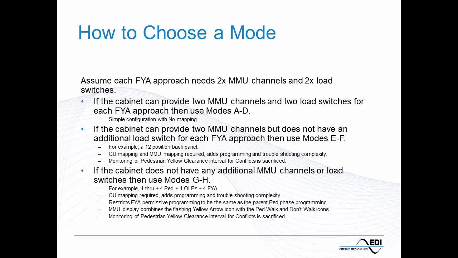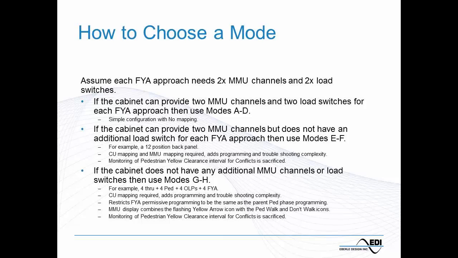So as we go to these second level solutions, we'll find that the hoops we have to jump through get a little more complicated. For example, if we're going to retask Ped yellow outputs to drive flashing yellow arrows or protected greens, we no longer have the capability to monitor pedestrian yellow clearance intervals for conflicts during Ped clearance. So some of these may be worthwhile trade-offs, but they need to be considered in the decision point.